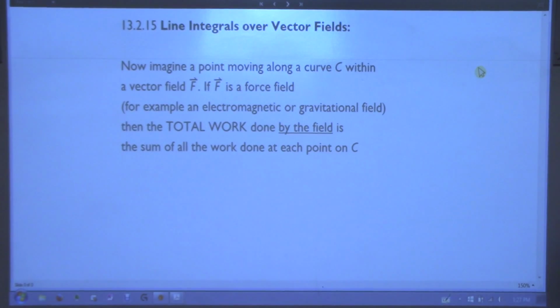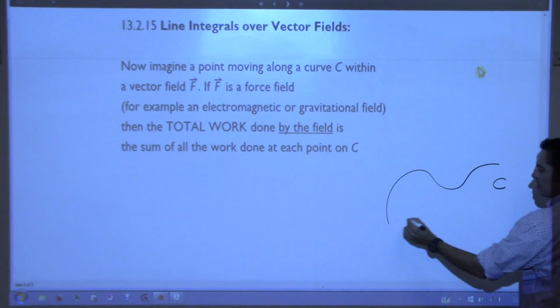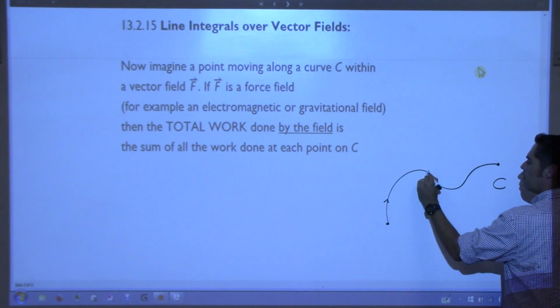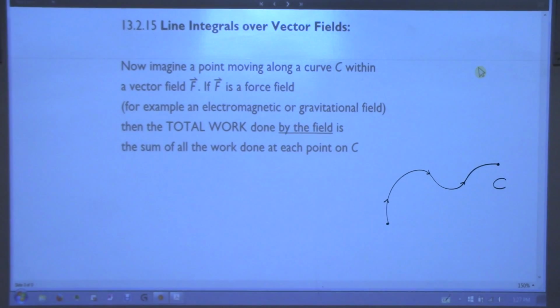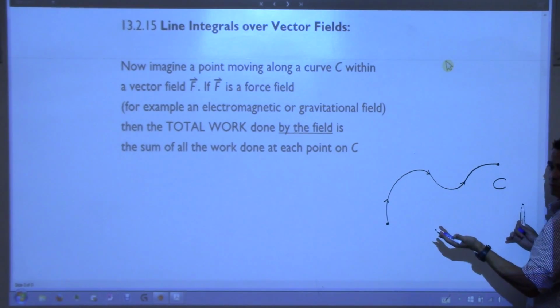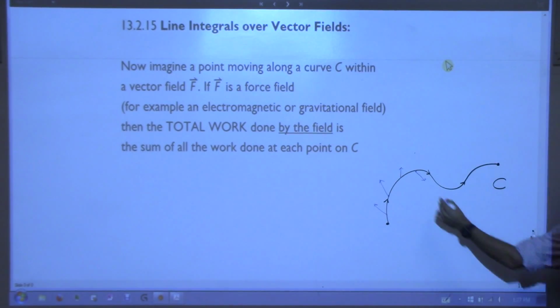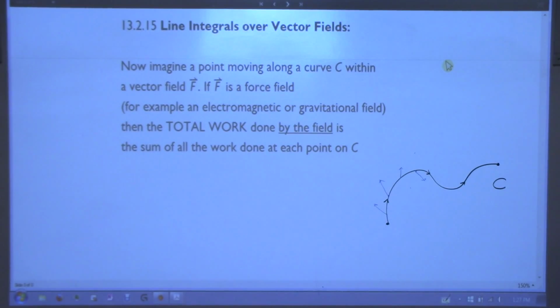All right, now let's imagine a point moving along a curve C within a vector field. So we have some curve C. Right now, let's just look at two-dimensional space to make this easy. And you're moving along this curve from one point to the other, but this curve lives in a vector field. So remember, a vector field has nothing to do with this curve, right? You just have a vector field sitting here, which means that at every point, there's a vector. So at every point on this curve, there is a vector doing something. I don't know what it's doing, because I don't even know what the vector field is. I'm just making it up. But there are vectors everywhere. Just along that curve, there are your vector field vectors. An example of that would be an electromagnetic field or a gravitational field.